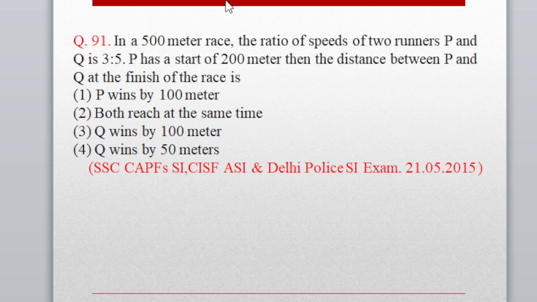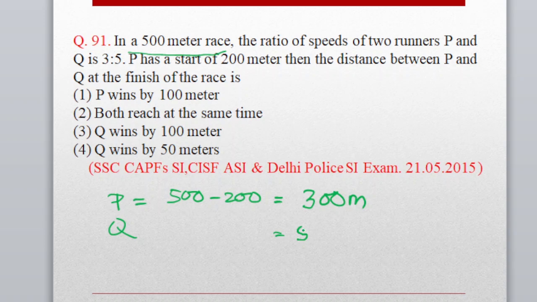Now listen here. The distance is a 500-meter race. P has a start of 200 meter. That means P will cover a distance of 500 minus 200, so that is equal to 300 meter. That means P will have to cover 300 meter and Q has to cover 500 meter.